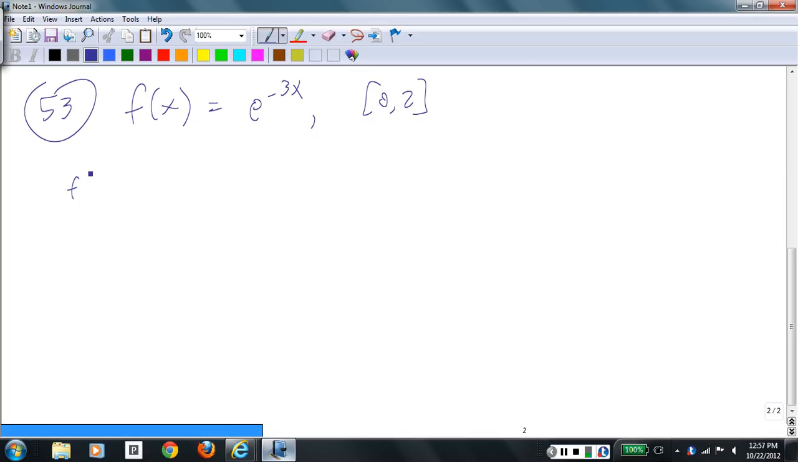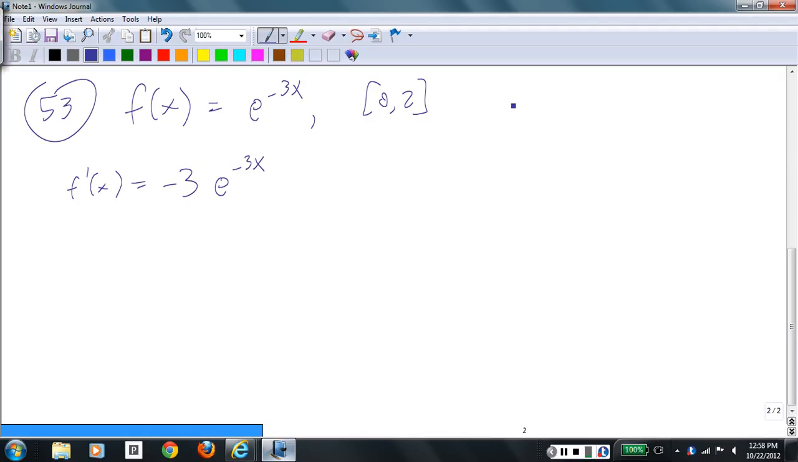f prime of x is... The derivative of e to a power is e to that power times the derivative of that power. So it's going to be -3 e to the -3x. Copy and paste the e to the -3x and then multiply by the derivative of the expression in the exponent. In this case, since it's just linear, it's -3. So that's f prime of x.